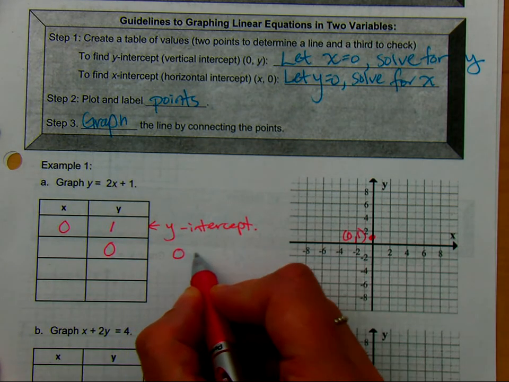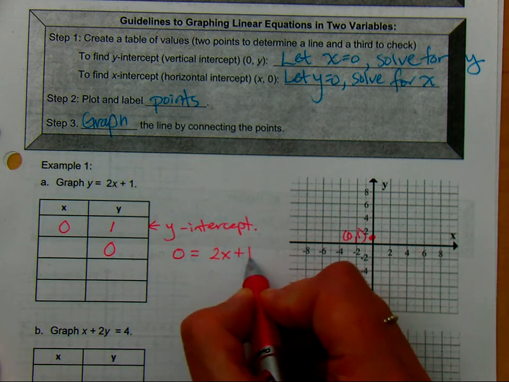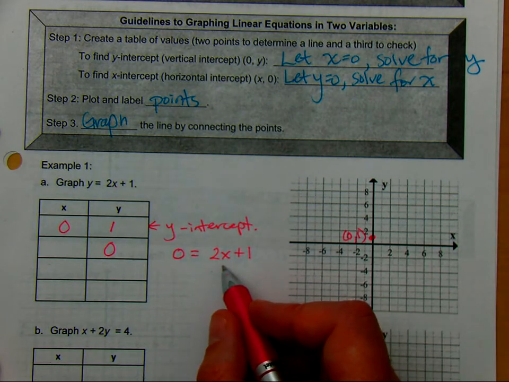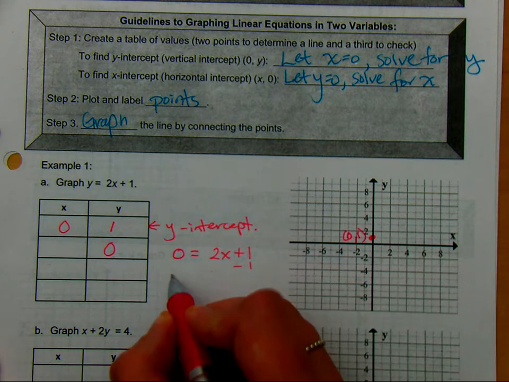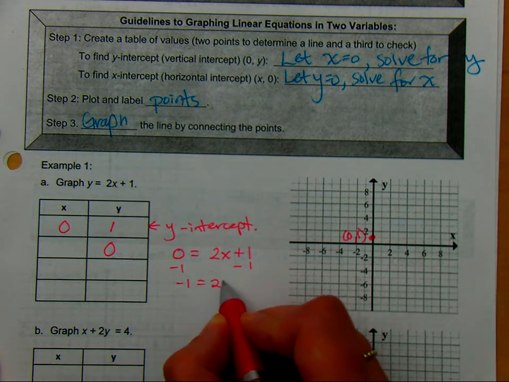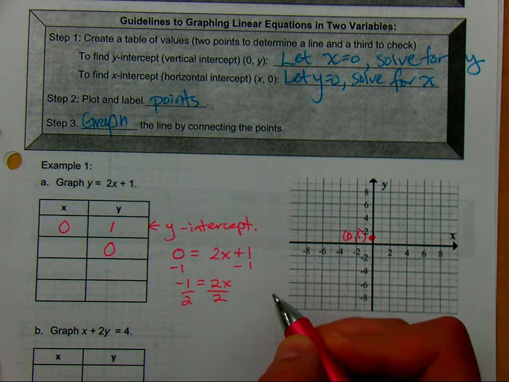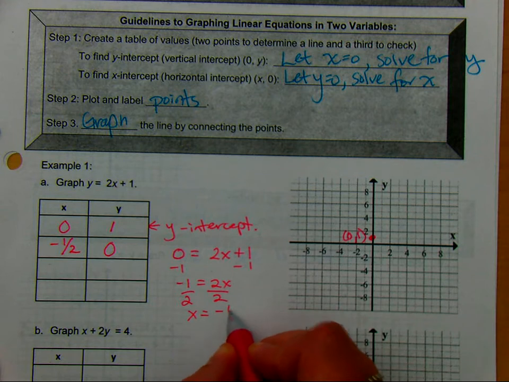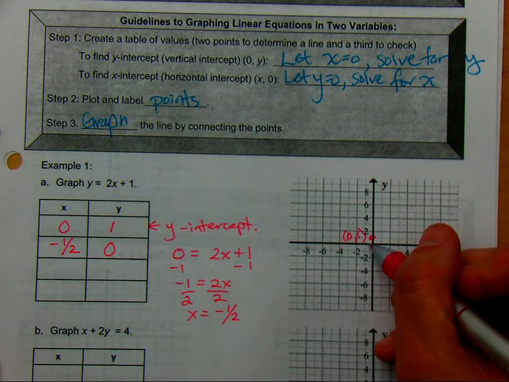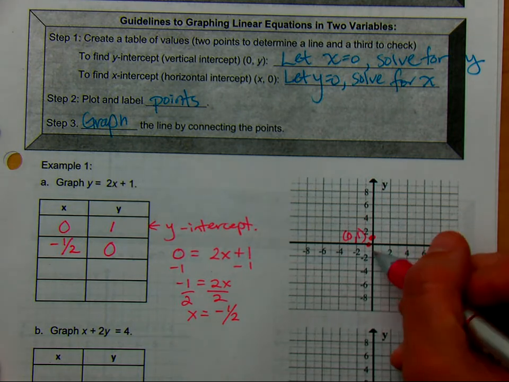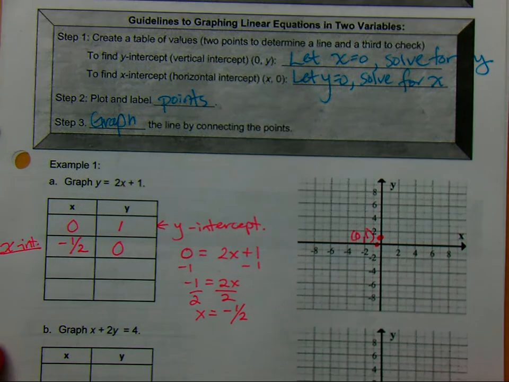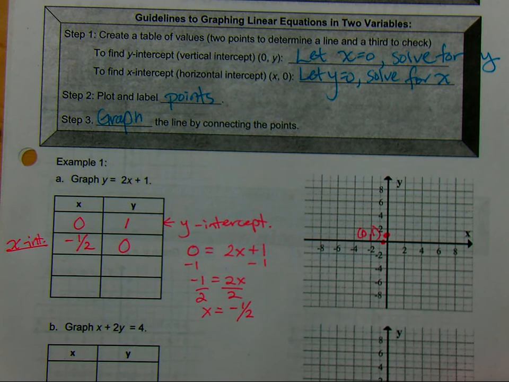Now, if I wanted to find the x-intercept, I could replace y equals 0. So I would set y equal to 0, and I could solve 0 equals 2x plus 1. How could I solve for x? Once I set y equal to 0, what would I do? Minus 1. I get negative 1 equals 2x. Divide both sides by 2. And I get x equals negative 1/2, and (negative 1/2, 0) would be my x-intercept. Whenever you have y equals 0 and you solve for x, you're getting the x-intercept.